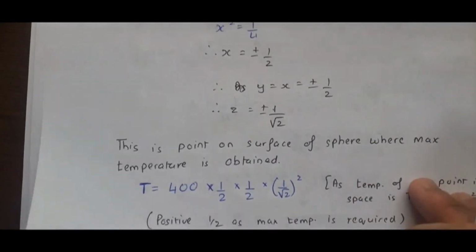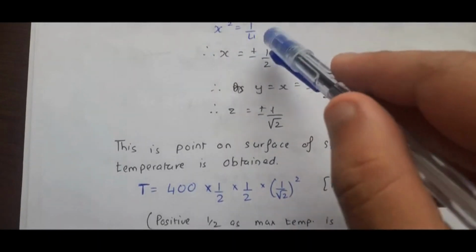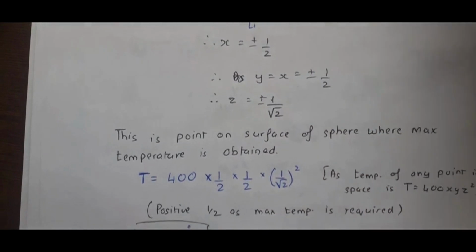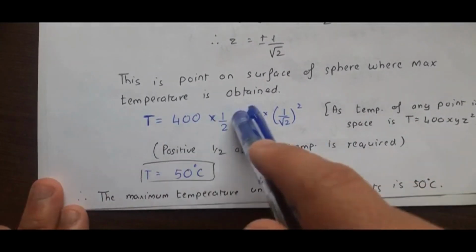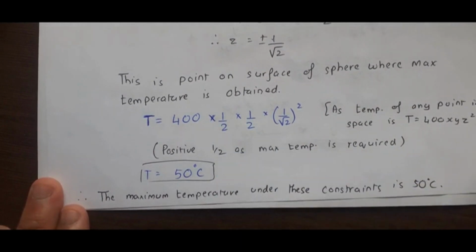So this is your stationary point on the surface, and these are the values a, b and c. The temperature obtained is given by 400 x, y, z square, which is what we do over here. We get the value as 50 degrees Celsius.